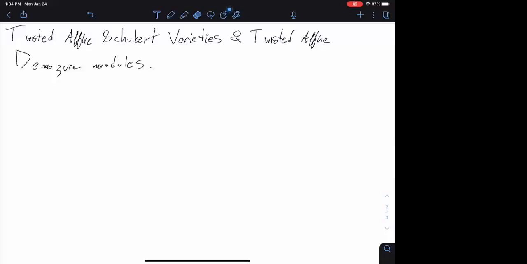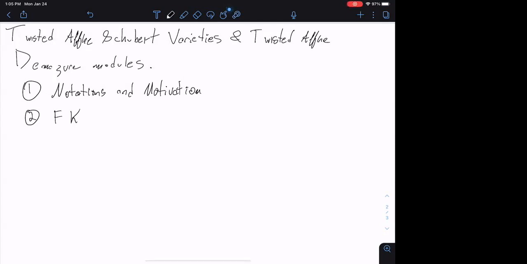So my plan is to break the talk into a couple pieces. The first piece will be notations and motivation. The next step, where we start getting into the meat of the talk, I'll go over the Frenkel-Kac-Segal isomorphism, and then a geometrization of this isomorphism, which is due to Zhu.